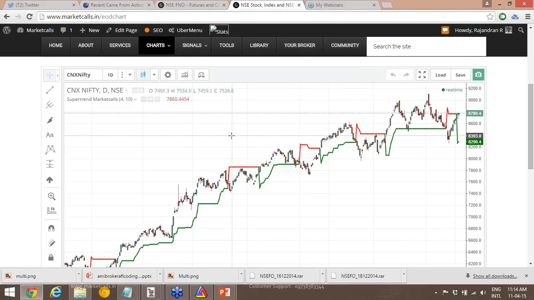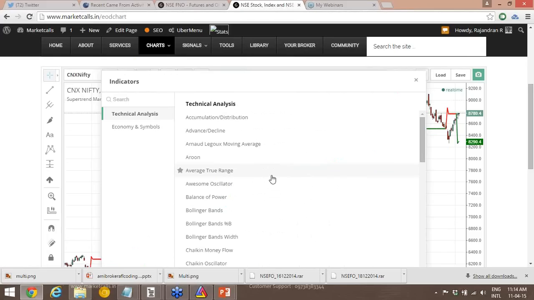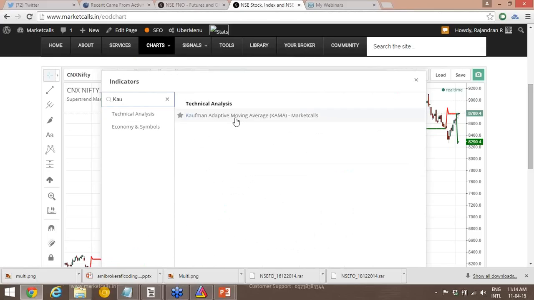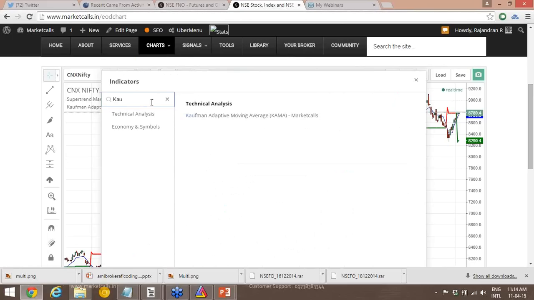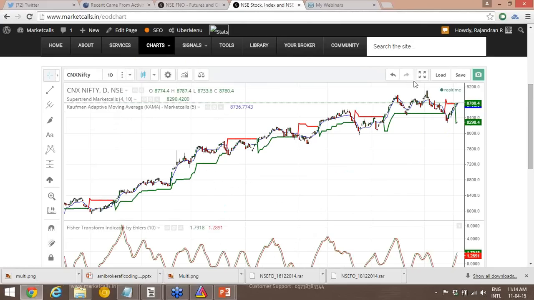And also very recently we included two more indicators. One is the Kaufman adaptive moving average. Probably we'll be implementing a lot more trading strategies based on the Kaufman adaptive moving average. Another one is the Fisher transform. So these are the two additional custom logic indicators that have been added apart from Supertrend, right?